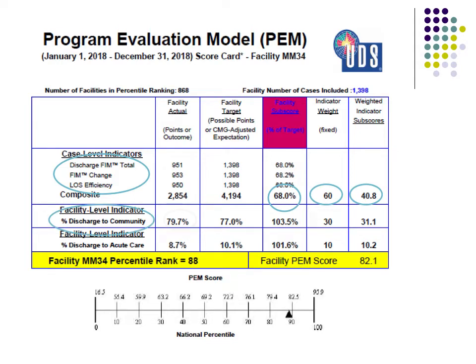Then with our percent discharged community, we were a little bit below our goal, which is 80%. We were at 79.7. But according to Medicare, we were a little bit above what they expected us to be based on the type of patients that we brought in. So this is why our facility subscore was a little bit higher, and we ended up getting more than 30 points for that section. So that's where the 31.1 came from. Our percent discharged to acute care last year was 8.7%, which is a little bit above our goal.